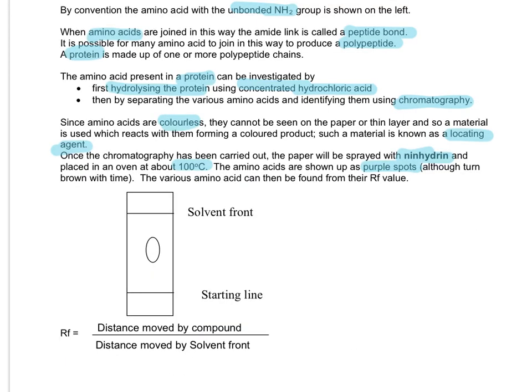Then you can identify the different amino acids by something called the RF value, and the RF value is the distance moved by the compound from the starting line. So that would be from the starting line to your dot that represents the amino acid, divided by the distance moved by the solvent front, so how far the solvent has got up your chromatogram. If you do the smaller one divided by the larger one, you get the RF value, and different amino acids will have different RF values.